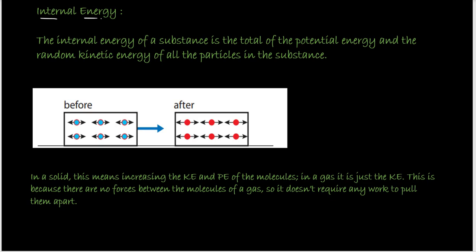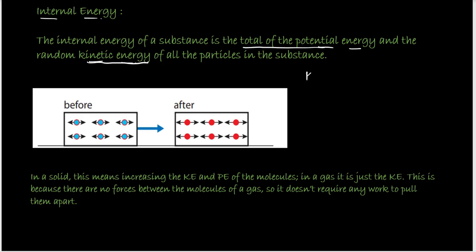Because the atoms and molecules are arranged in a typical pattern or configuration, they have some potential energy due to their configuration, and when the particles vibrate or move around, they have kinetic energy. So the internal energy will be the total of the potential energy and the random kinetic energy of all the particles present in the substance.